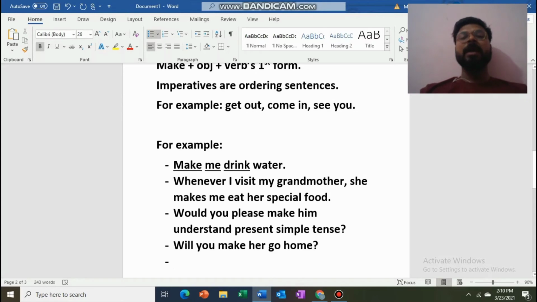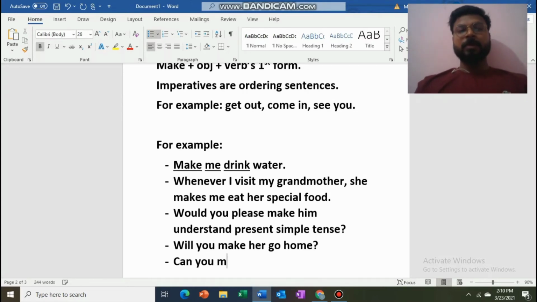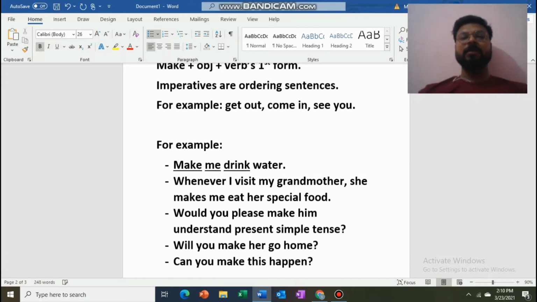Last example is, can you make this happen? You must have heard this sentence. Can you make this happen? Means can you do this? Can you make it happen? Means can you do this? क्या तुम इसे कर सकते हो? क्या ये possible है? So this is how we use make causative.